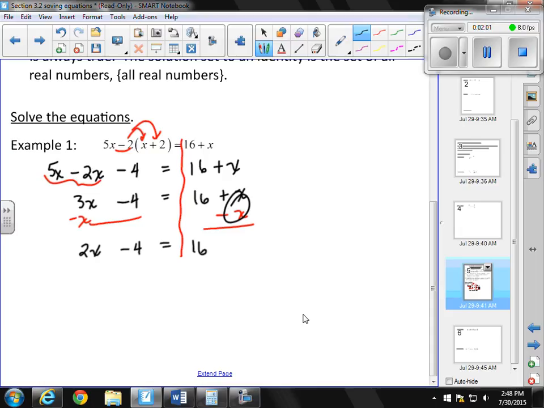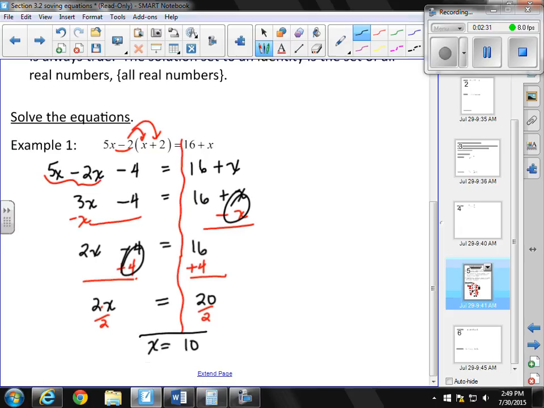Now I've got to get all my numbers on the right-hand side. I have a minus 4. I'm going to add 4 to both sides of my equation. And I have 2x minus 4 plus 4 is 0, equals 16 plus 4, or 20. 2 times x means I need to divide both sides by 2 to get the x by itself. x equals 20 divided by 2, or 10.